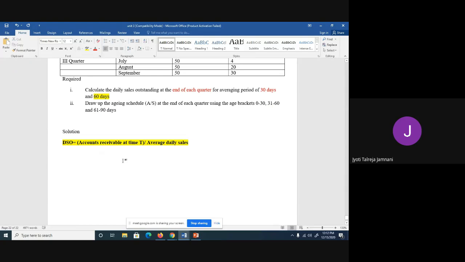Now we'll see how do we do it. So I'm doing it first for 30 days average. There are 3 quarters. So let's start for quarter 1 first. Quarter 1 is equal to, now see the formula all of you, accounts receivable at time T. Now I want accounts receivable for quarter 1. So time T is entire first quarter.